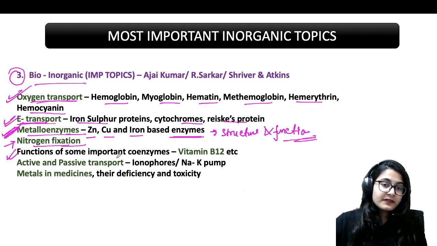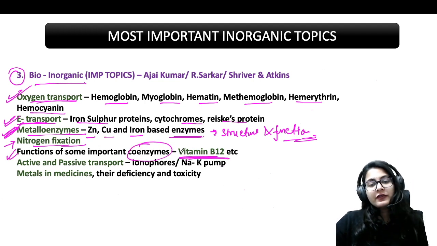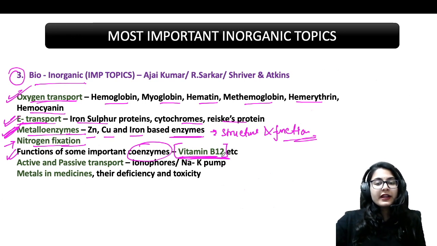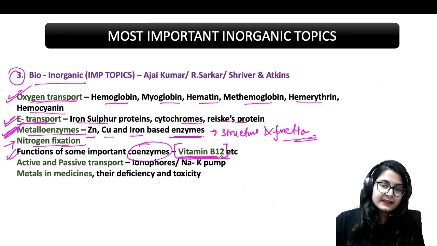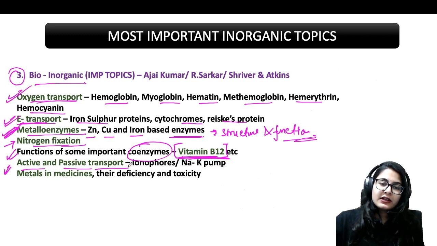Now, functions of some important coenzymes like vitamin B12. So vitamin B12 is a very popular organometallic compound in the biological system, right? तो इसका क्या रोल होता है वो आपको देखना है. Also a little bit of active and passive transport, ये थोड़ा कम आता है, but yes, it has been asked. The names of ionophores, what are their functions, sodium potassium pump, right?